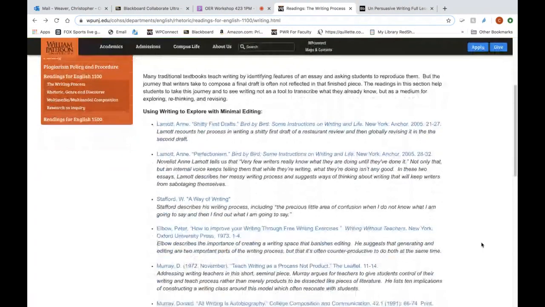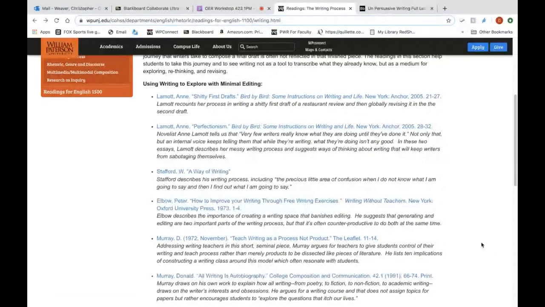Now, in the category of the writing process, there are really sort of 2 subcategories. The first here is using writing to explore with minimal editing. And we think that the writing process is a really important subject for dealing. It's something that it's important to talk to your students about.